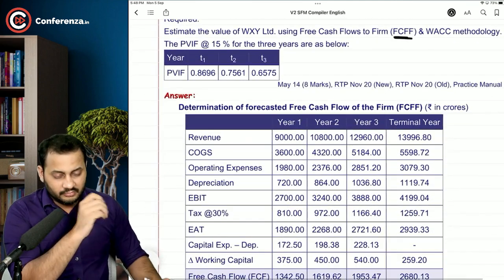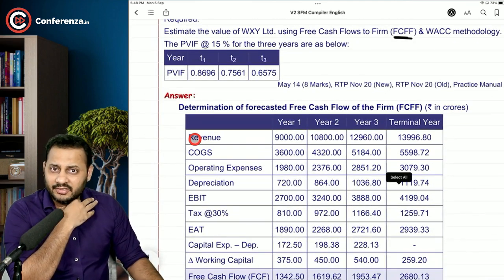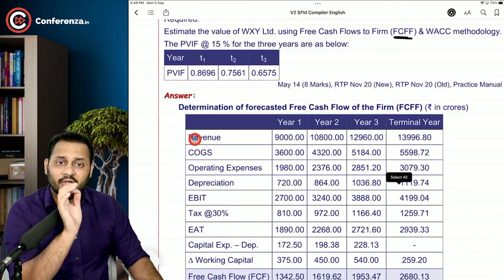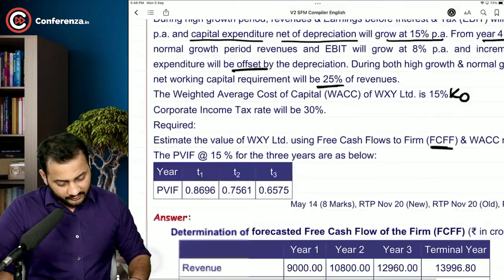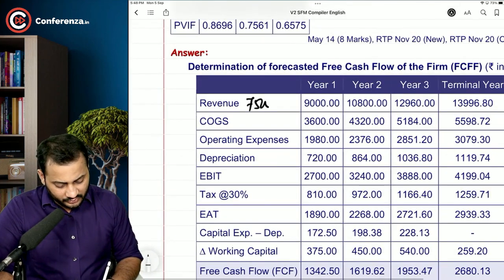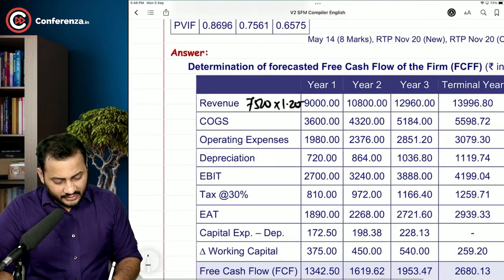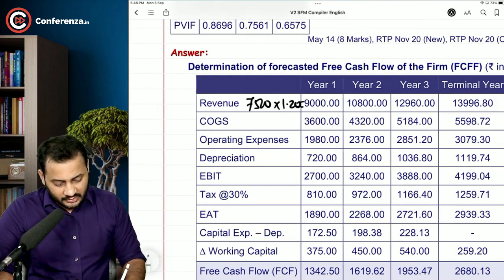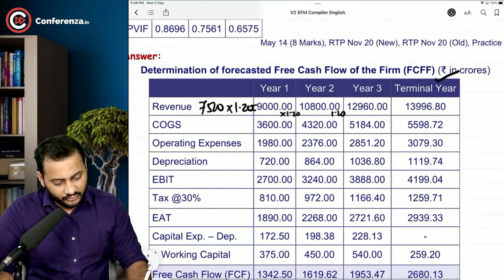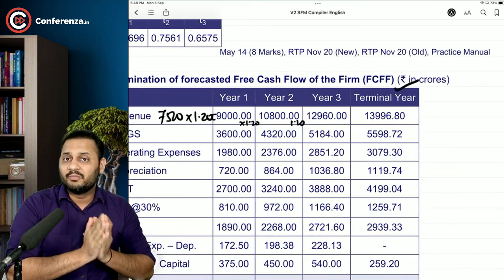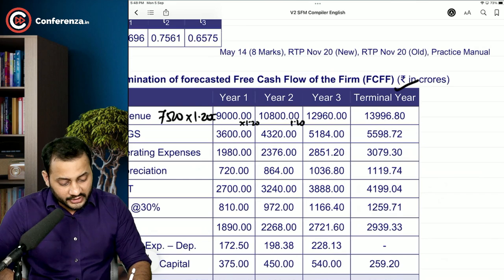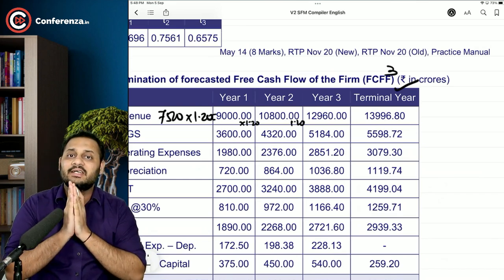See, now we are doing the calculation. First we will take the revenue and we will increase the revenue every year by 20%. So the current revenue was 7,500 at the 0th year. It is increased by 20%, 9,000, again 20%, 10,800, again 20%, and after the third year, this is going to be the terminal year. See, understand, the last column is of the terminal value and it is not the 4th year, it is the end of the 3rd year itself.